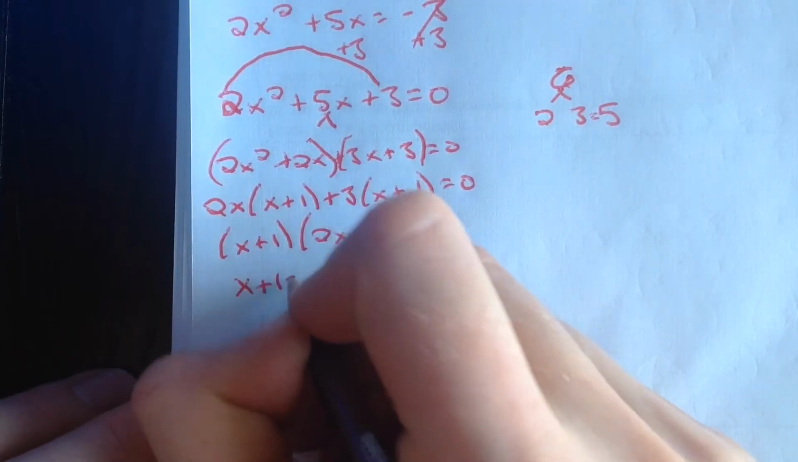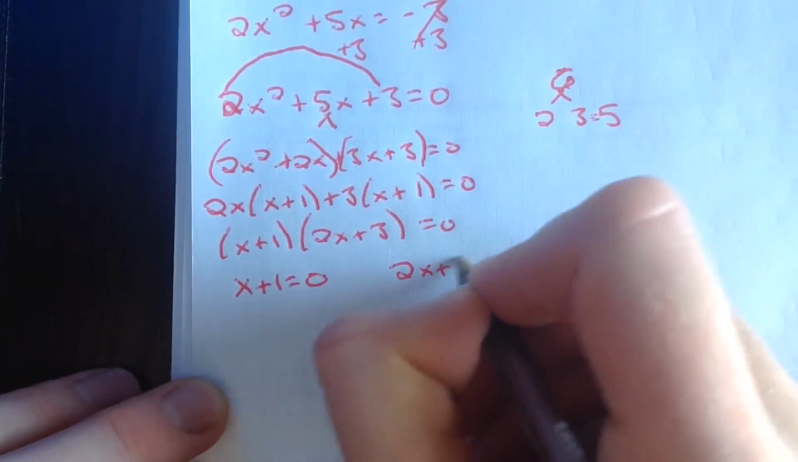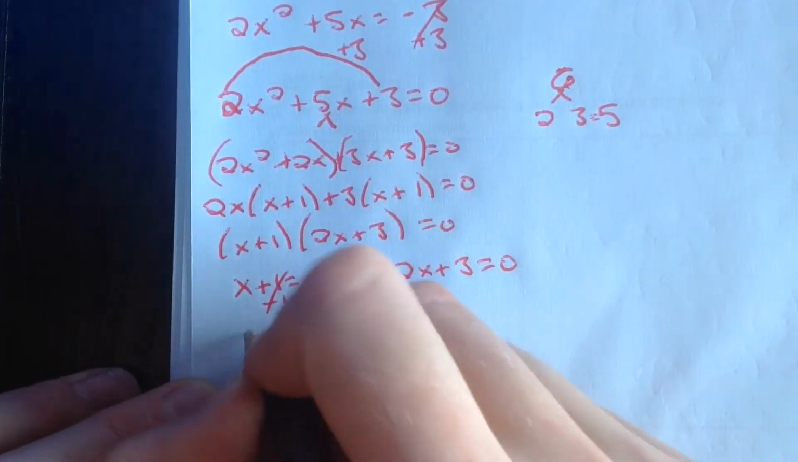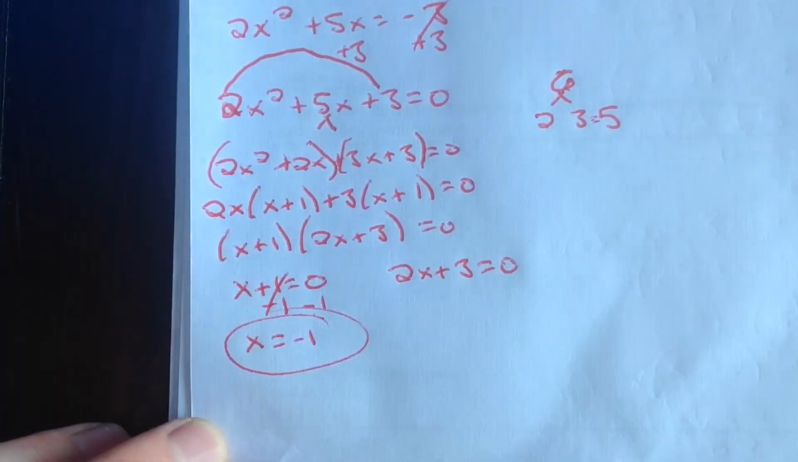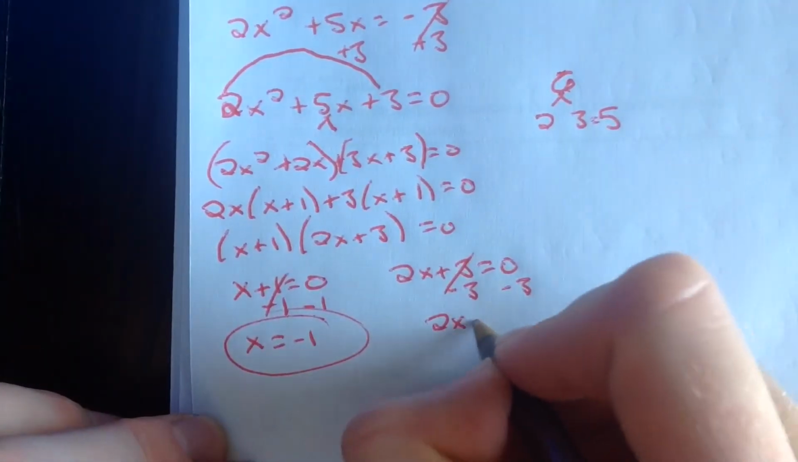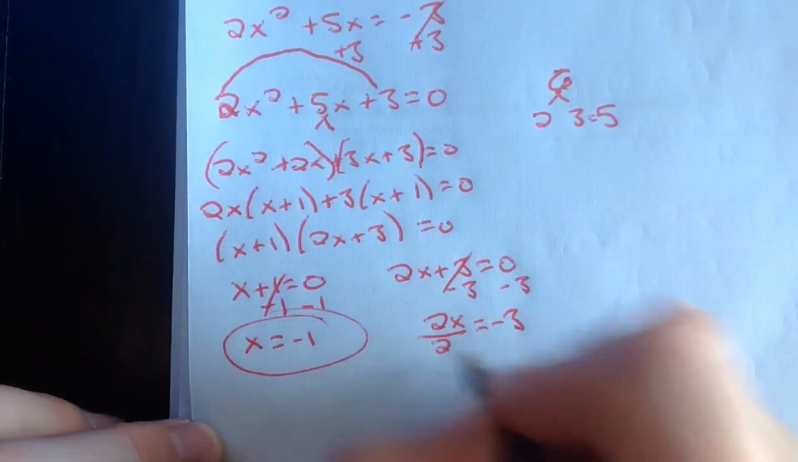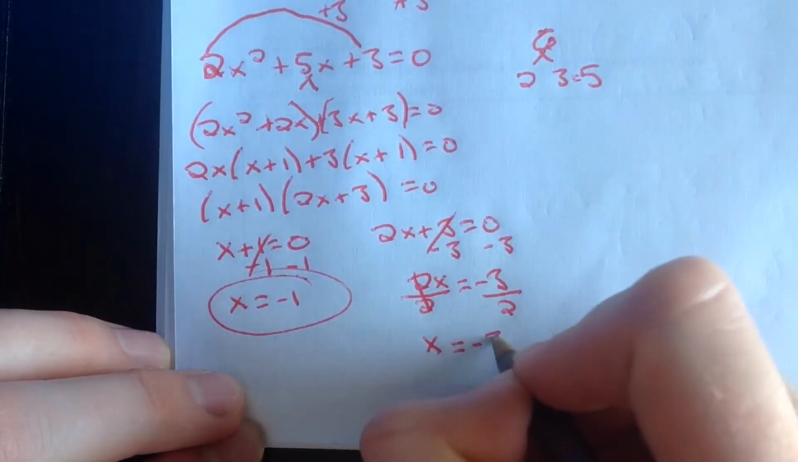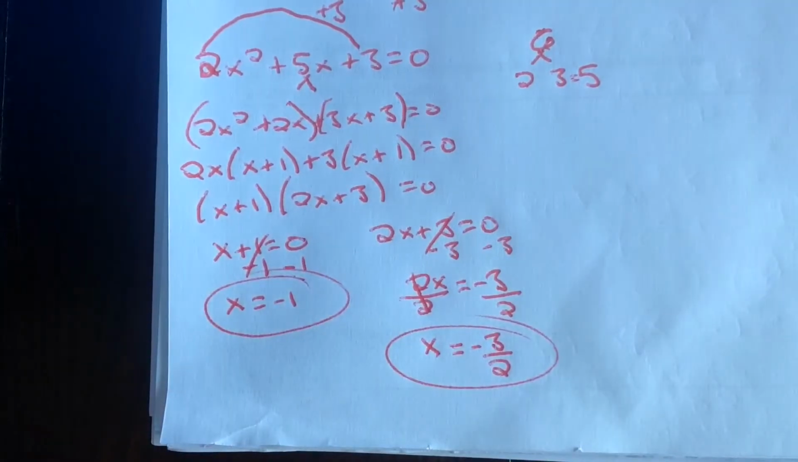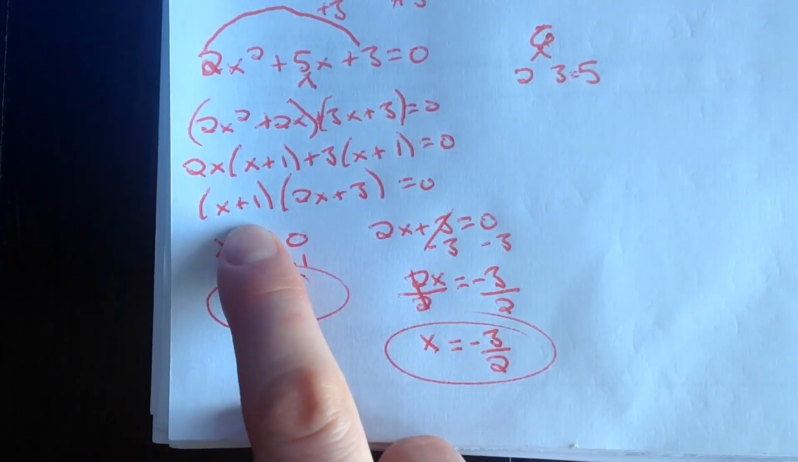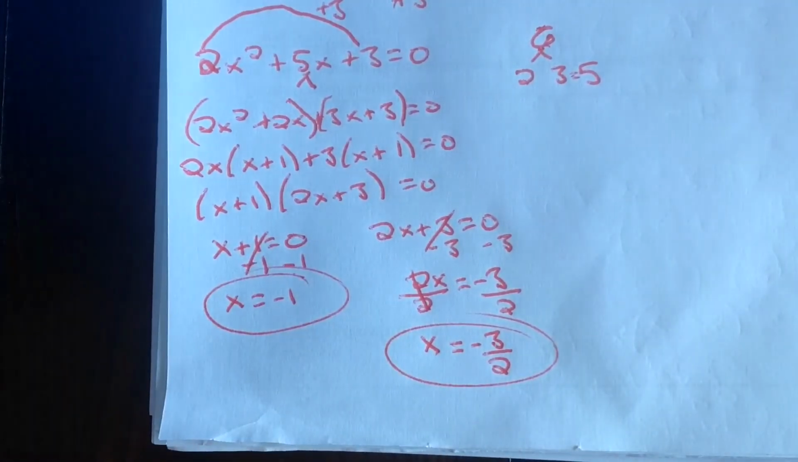Setting each of them individually equal to 0. Subtracting 1 over gives us that x equals negative 1 is our first option. First subtracting 3 and then dividing by 2 gives us that x equals negative 3 halves is our second option. So if something factors, we're just able to factor it, set the individual factors equal to 0, and solve each one individually.